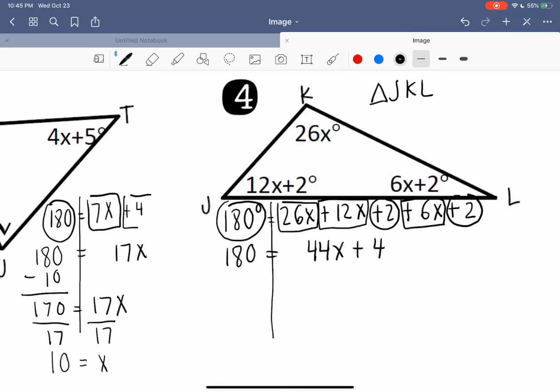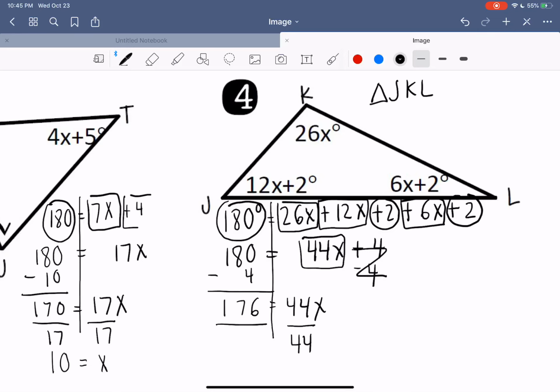So once again, we need to get this 44x by itself, and so we can do our inverse operation of positive 4. This will become 0, and this will become 176 equals 44x. And we're not quite done because our coefficient needs to be a 1, but it's not yet. So to make that one, we will divide both sides by 44. And our final answer will be 4.